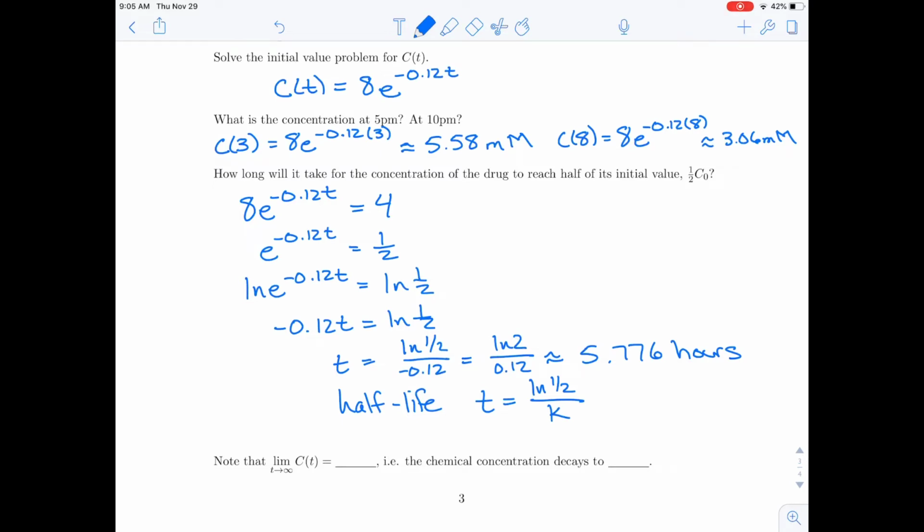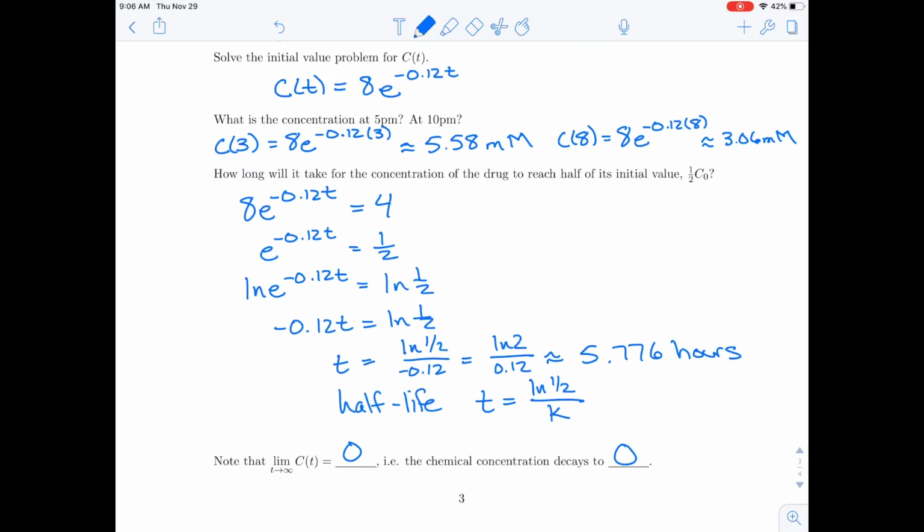We will also be interested in what happens over long time periods, or as t goes to infinity, and we'll see that with our solution, 8e to the negative 0.12 t, that as t goes to infinity, that exponential decays to 0. So the chemical concentration of this drug will decay to 0 as t goes to infinity. Of course, for any finite time, we would still have a positive concentration of the drug, although possibly very small.